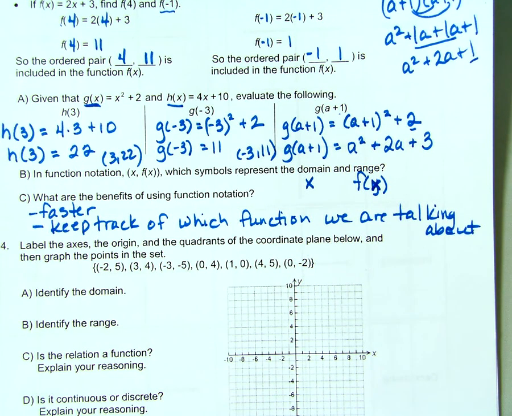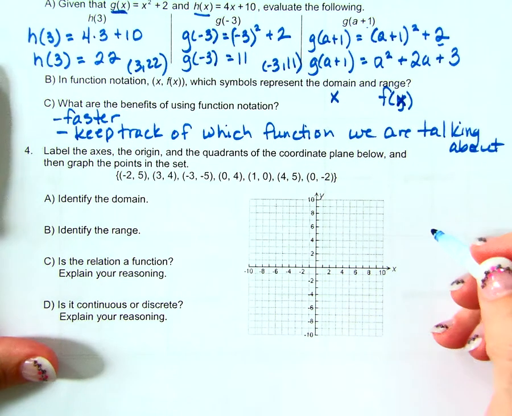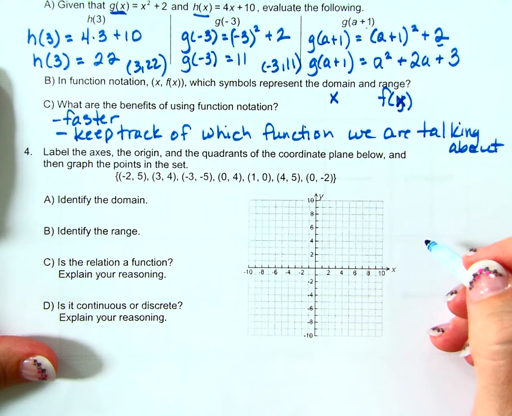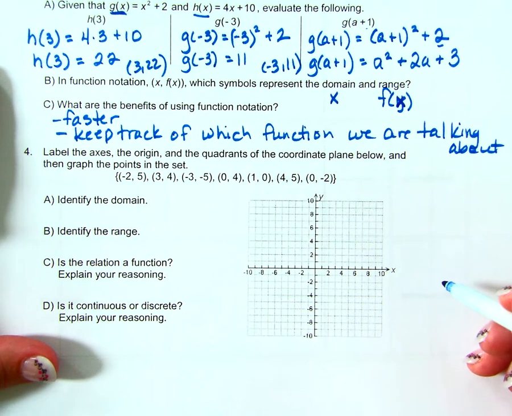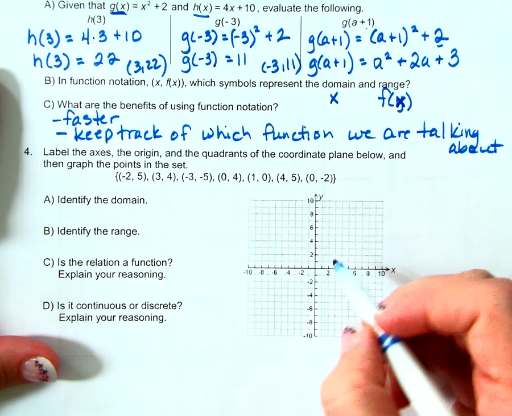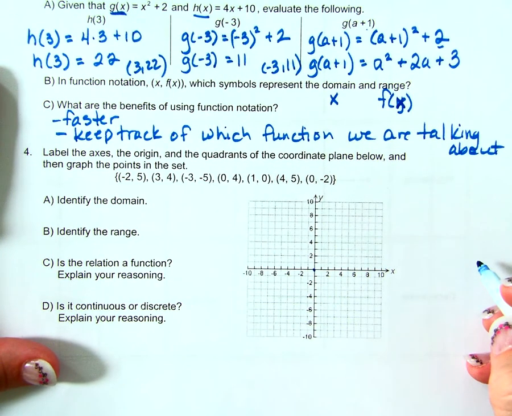Yeah. Okay, look at number 4. We ready to go on number 4? We good? Label the axes, the origin, and the quadrants in the coordinate plane below, and then graph the points in the set. Okay, label the axes. Oh look, they already are. X, Y. Label the origin. 0, 0.